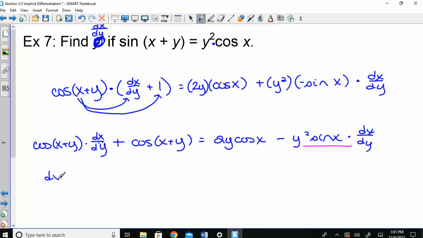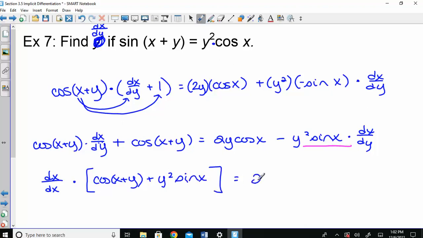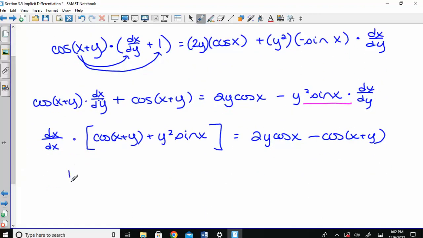So I'm going to add that over. Can I pull out this dx dy at the same time? So it'd be dx dy times cosine of x plus y plus y squared sine x. Over here we have 2y cosine x, and I'm going to subtract over cosine x plus y. So final step would be to divide.